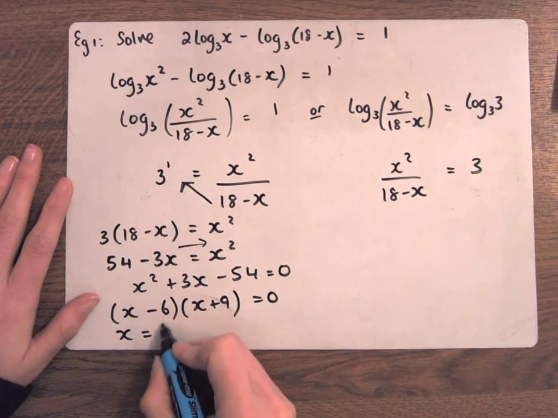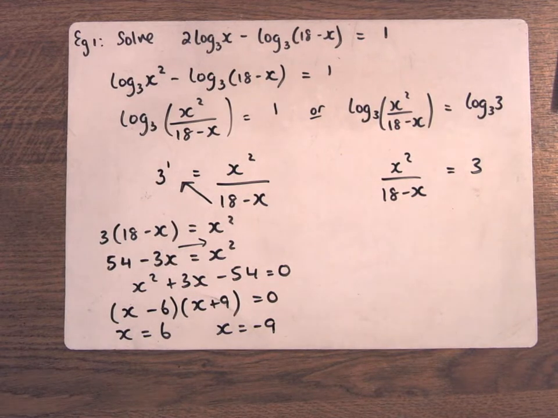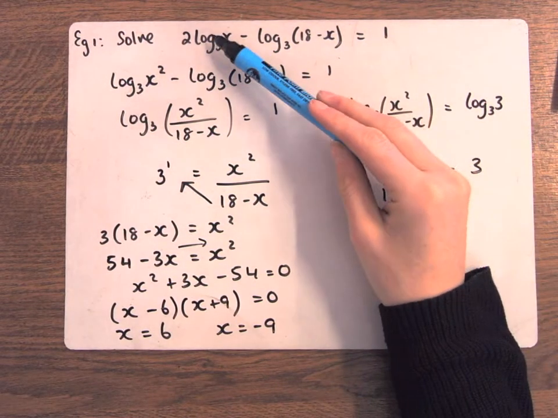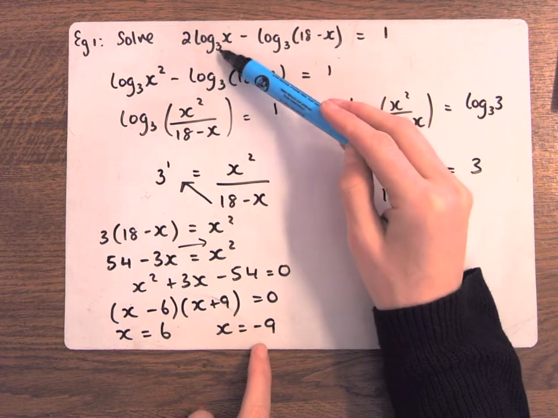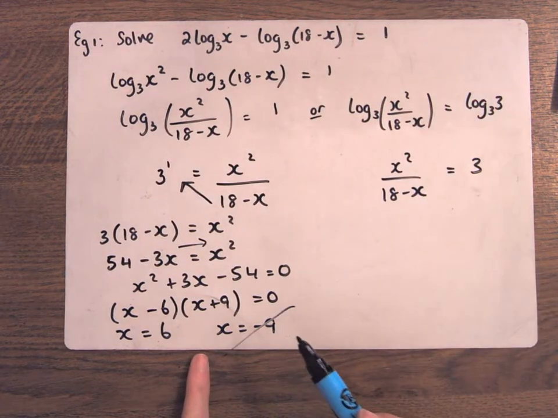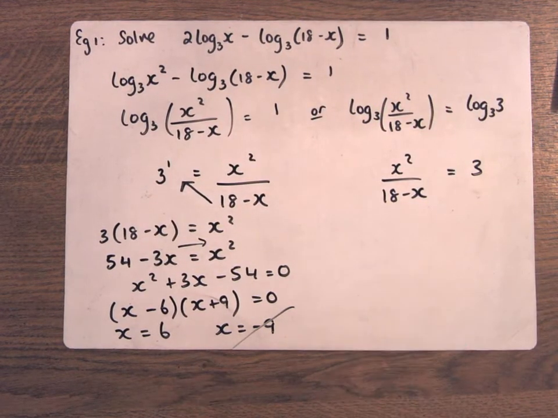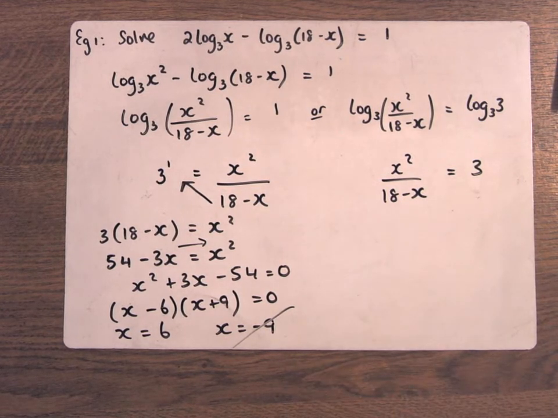So x is 6 and x is minus 9. Now, back up you go to the question. Here is log to the base 3 of x. If x is minus 9, I get log to the base 3 of minus 9. Can you have the log of a minus number? No. So immediately that's gone. Okay, and a little note to yourself if you want, can't have the log of a minus number.